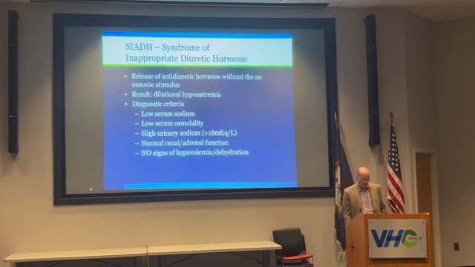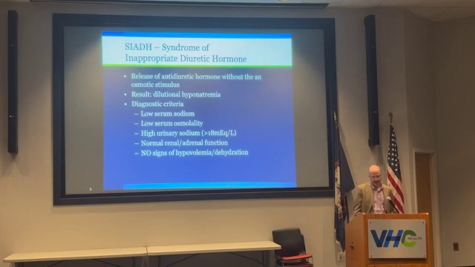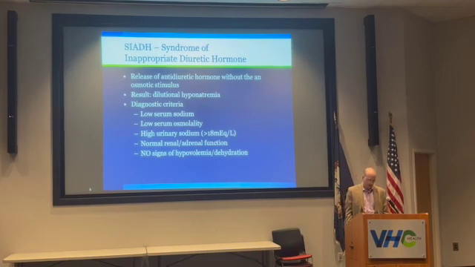So, syndrome of inappropriate antidiuretic hormone. As we know, ADH is very important in the regulation of serum sodium and serum osmolality. What we get here is a release of antidiuretic hormone without an osmotic stimulus, and the result is a dilutional hyponatremia. So the general diagnostic criteria are low serum sodium, low serum osmolality, a high urinary sodium, and normal renal and adrenal function without signs of hypovolemia or dehydration.